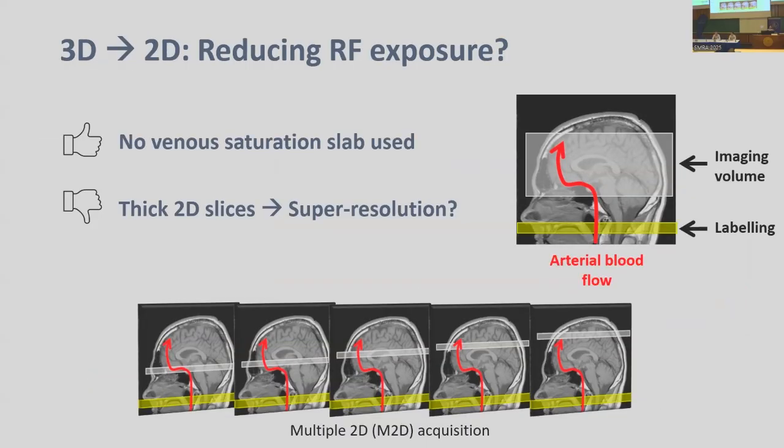One option is splitting the 3D imaging volume into 2D slices, like we used to do in time of flight for large field of view. As I mentioned earlier, ASL does not use a venous saturation slab, so we don't need to worry about accidental arterial blood suppression. However, the 2D slices are much thicker than the typical slice thickness in the 3D acquisition. But maybe we can use super resolution or something.